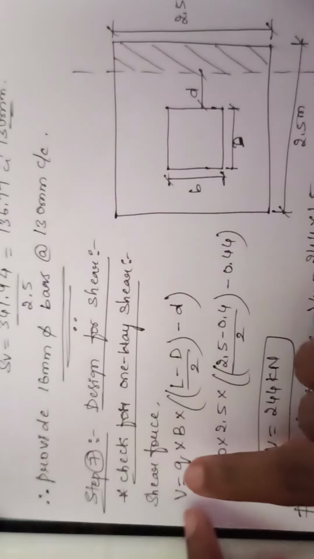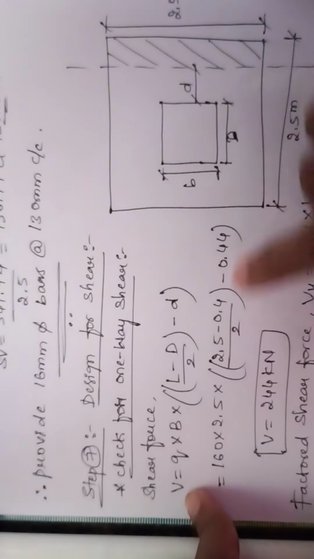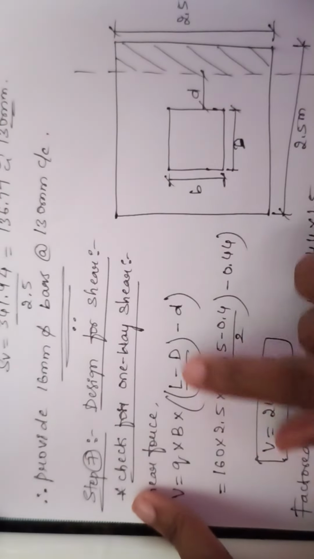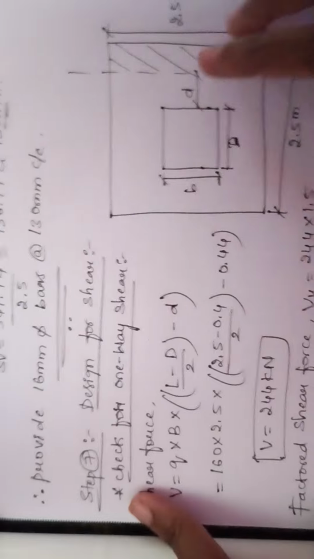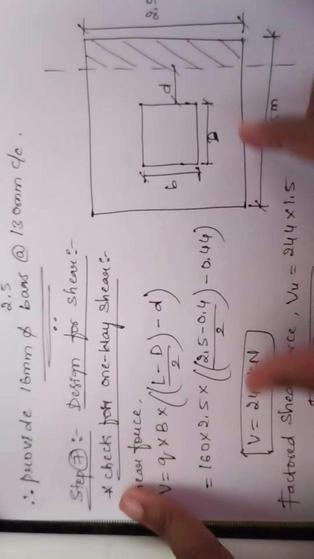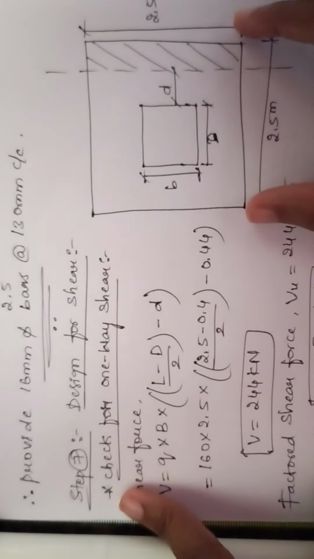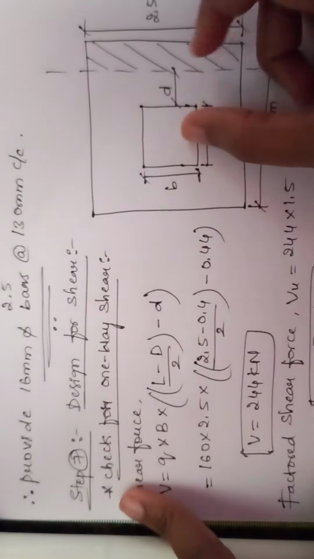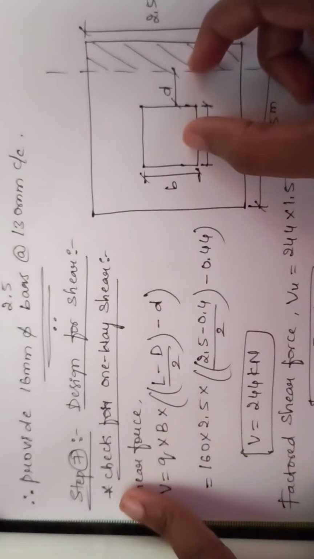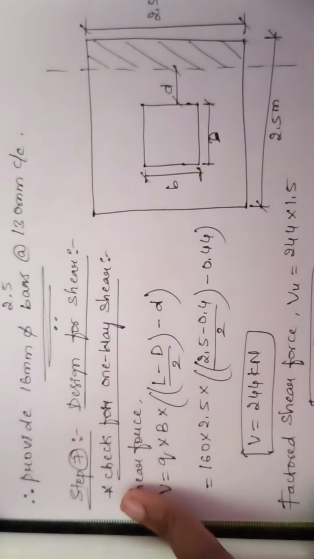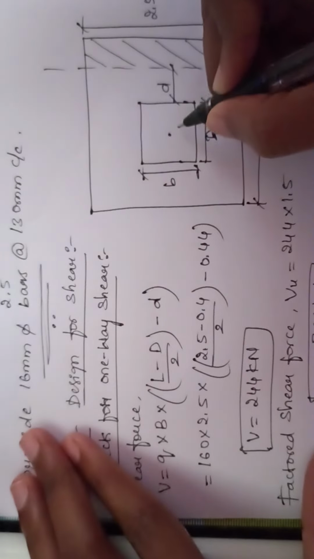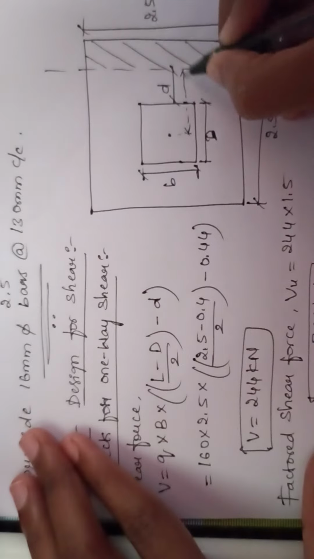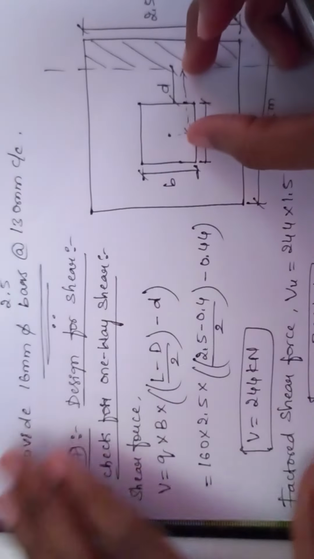So now let us find the shear force from this. To find the shear force, we have the formula V is equal to q into B into (L by 2 minus d by 2 minus d). Here L represents the whole length of the footing, but I am interested only in the distance from the center of gravity to the critical section. See, I am only concentrating from here to here. So I only want this much of distance.